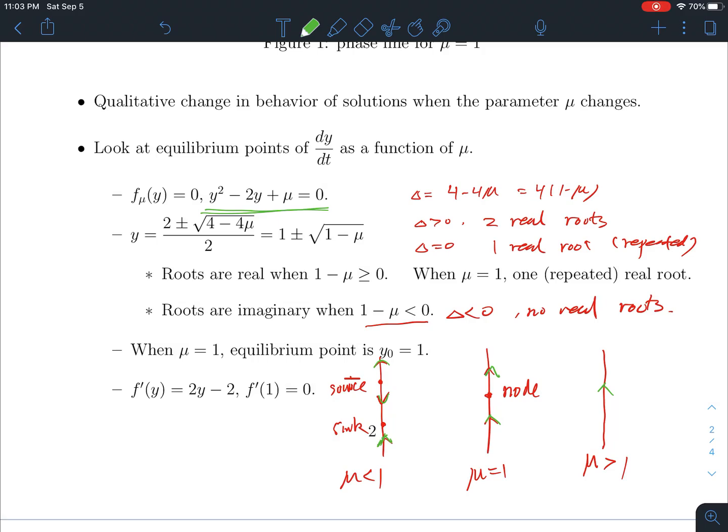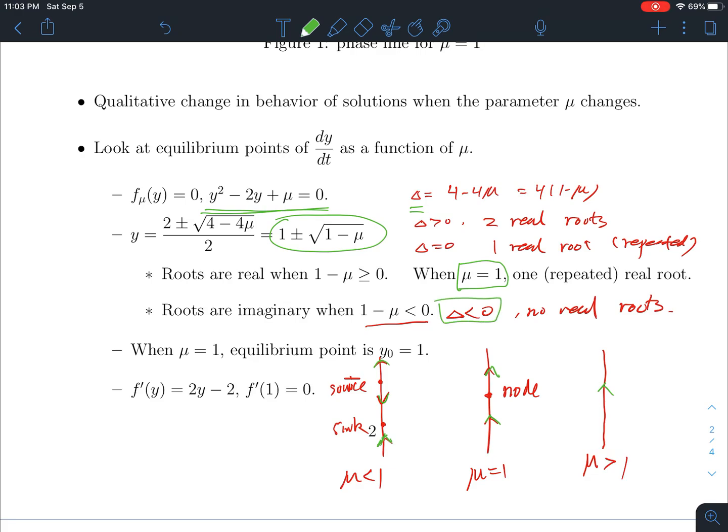For a quadratic equation, we can use the quadratic formula to find the roots. How many roots there are depends on the discriminant. The discriminant here is 4 minus 4 mu. It's really 4 multiplied by 1 minus mu. Given this general formula, we know when the discriminant is positive, then we'll have 2 roots. When the discriminant equals 0, which is when mu equals 1, then we'll have 1 repeated real root.